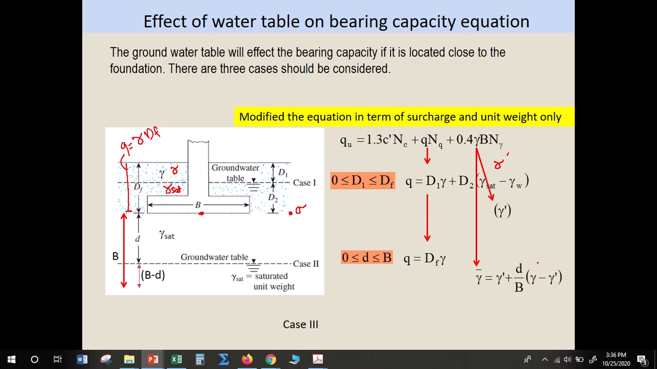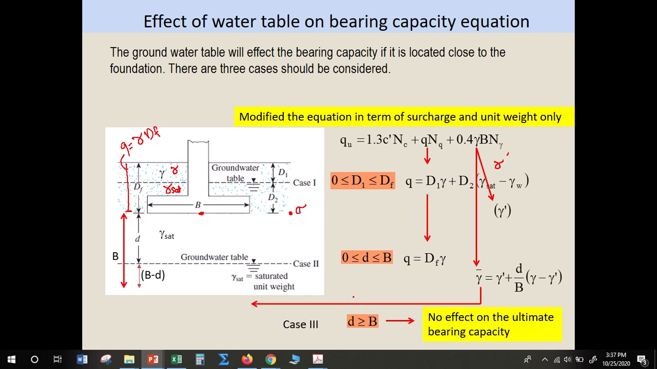Case number 3. When D, the location of the groundwater table, is more than the width of the foundation, there is no effect on the ultimate bearing capacity. So you can use this equation directly. No need to modify the equation if D, the location of the water table, is more than the width of the foundation.